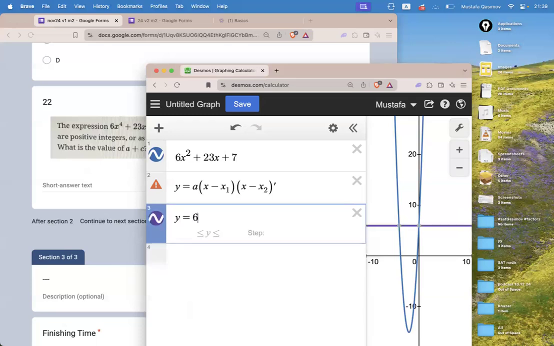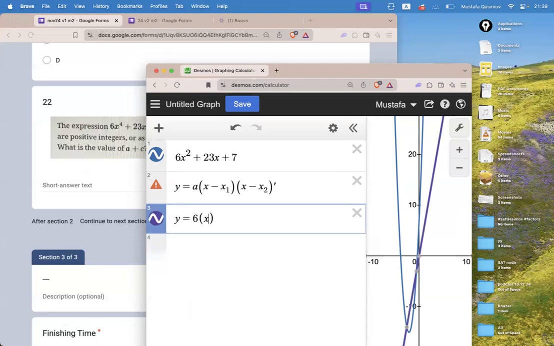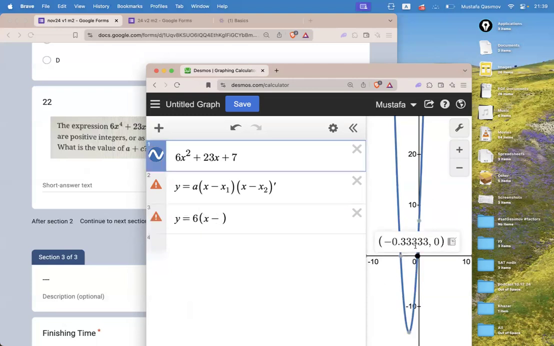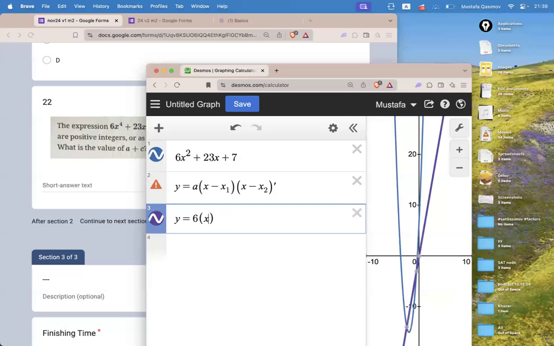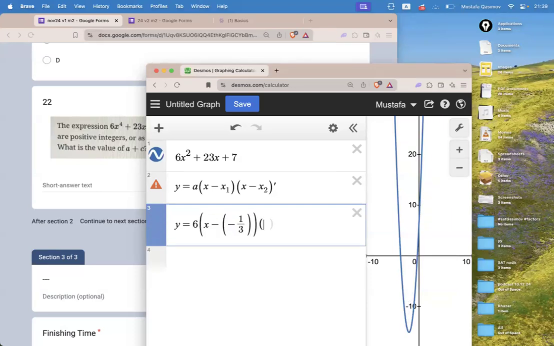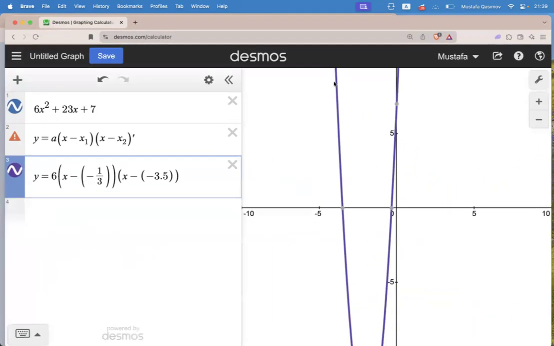Y is equal to 6 multiplied by x, but this x is actually x squared. It is negative 1 over 3, right? And x minus negative 3.5. So it is like that.